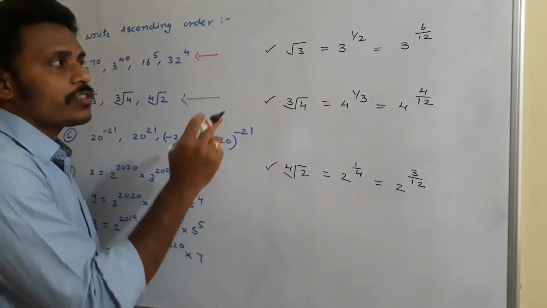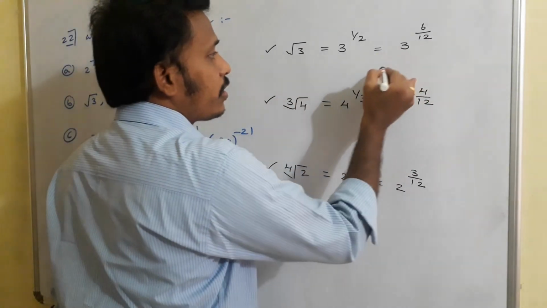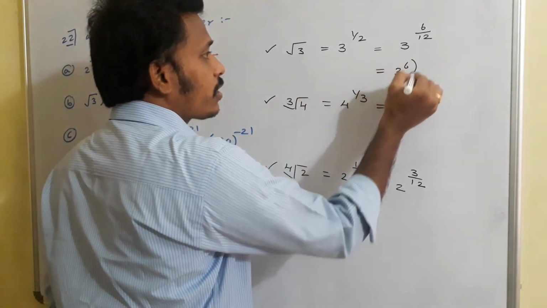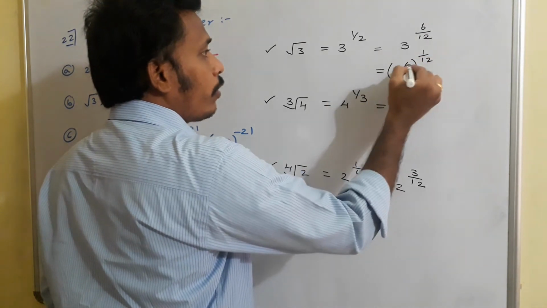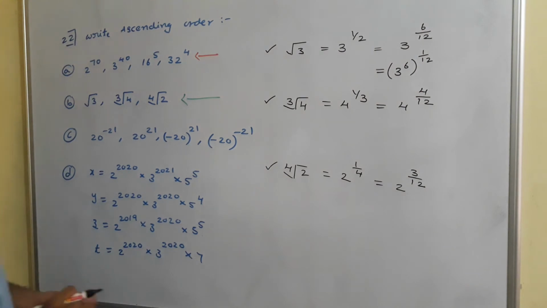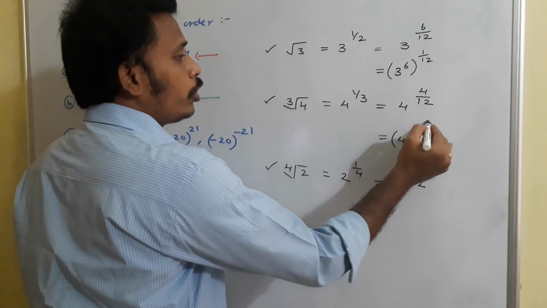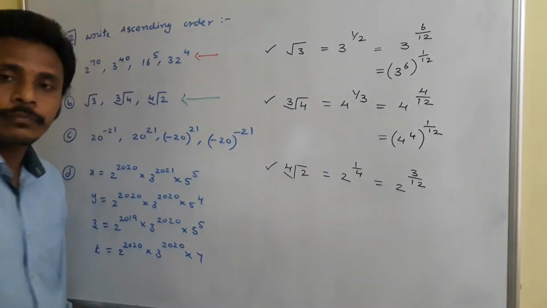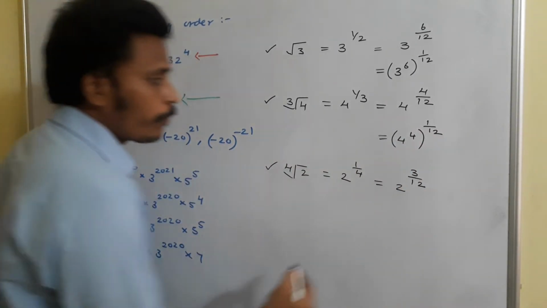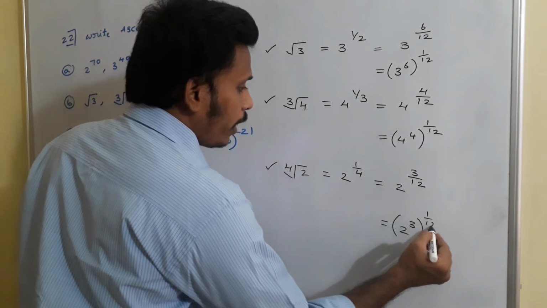Okay. And now this is 3 power 6 by 12. So this can be written like this. Just have a look. This is 3 power 6, to the power 1 by 12. Anything wrong? If you multiply these two, that is 6 by 12 only. And here it is 4 power 4 by 12. This is 4 power 4 to the power 1 by 12. And whereas this is 2 power 3 to the power 1 by 12.